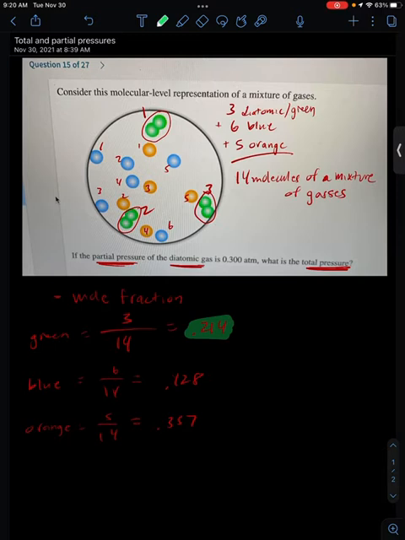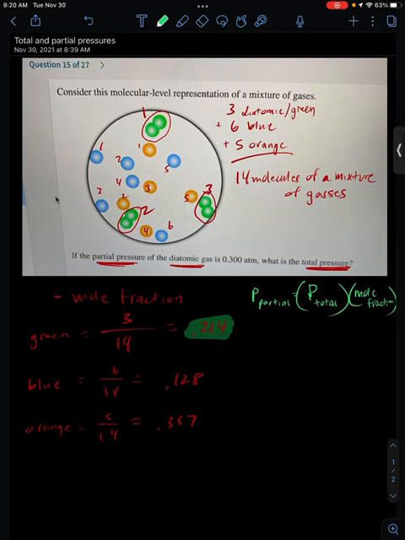we have a formula we can use. And what that says is the partial pressure is going to be equal to the total pressure times our mole fraction. Okay, so if we know the partial pressure and the mole fraction, we can figure out the total pressure.